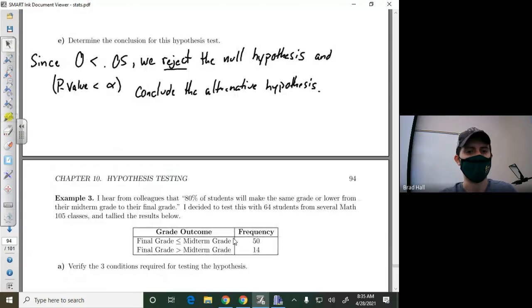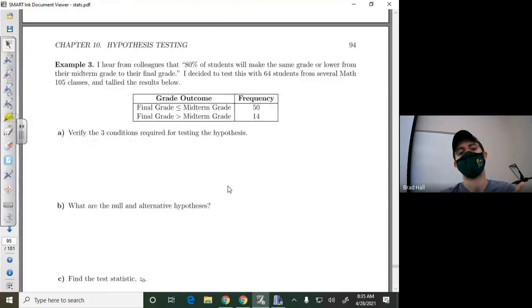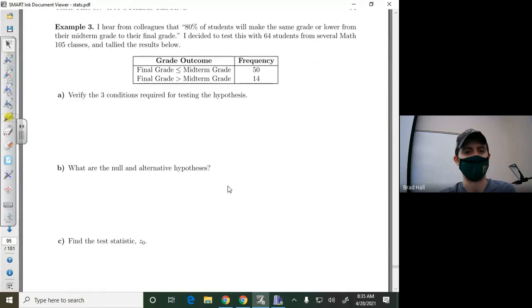I think this should be pretty straightforward stuff so far. The calculator gives us a lot of versatility here. So actually, example 3, I came up with this one last night. I hear from colleagues all the time that some teachers tell their students 80% of students will make the same grade or lower from their midterm grade to their final. And this is normally when the drop date comes up. I hear this in the hallway, and I thought, let me test it out. I've taught a bunch of 105 classes.